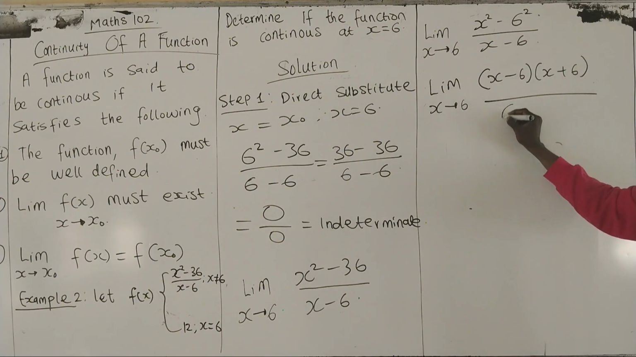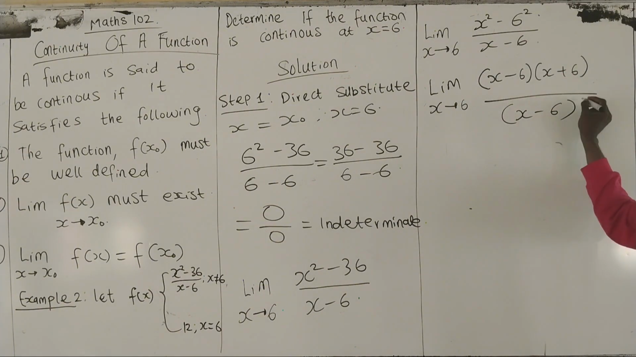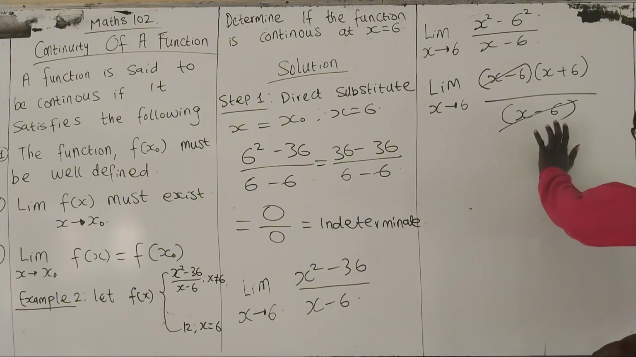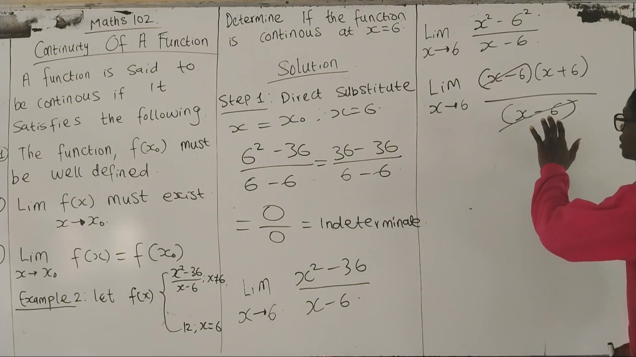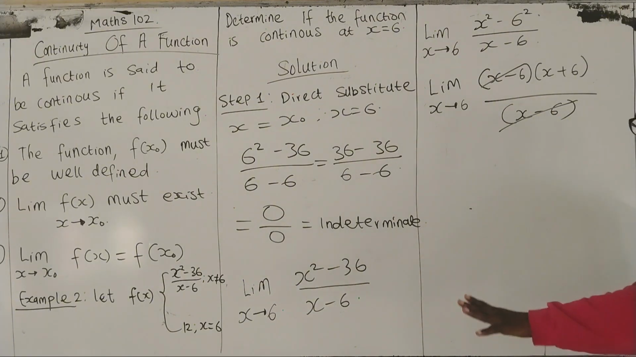So all over, we have x minus 6. So this can cancel this. And you remember what usually makes a rational function not to be defined is the denominator. So now this denominator has been made not to exist.